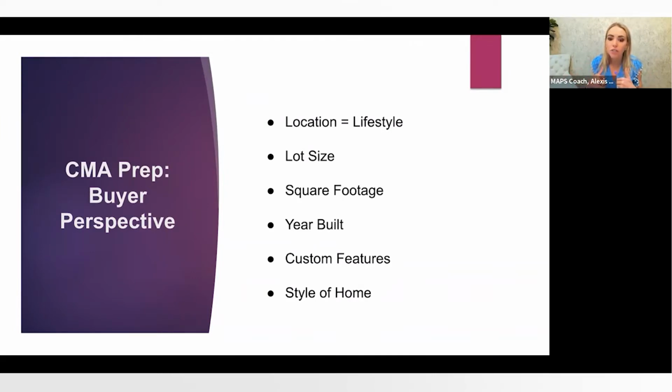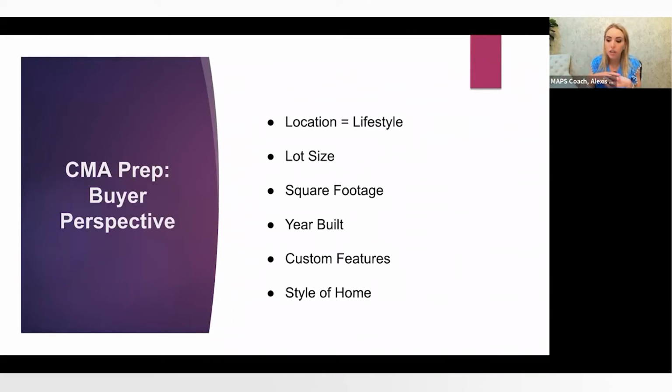So a lot of what you're doing is you're just trying to identify what's our target buyer and what would they be searching for online. That might be lot size, that might be square footage, year built. So look at it from a buyer perspective. And that's kind of like your mile high, your bird's eye vision. And then you're going to come down to the seller perspective. And when I say that, that's when we get really specific.